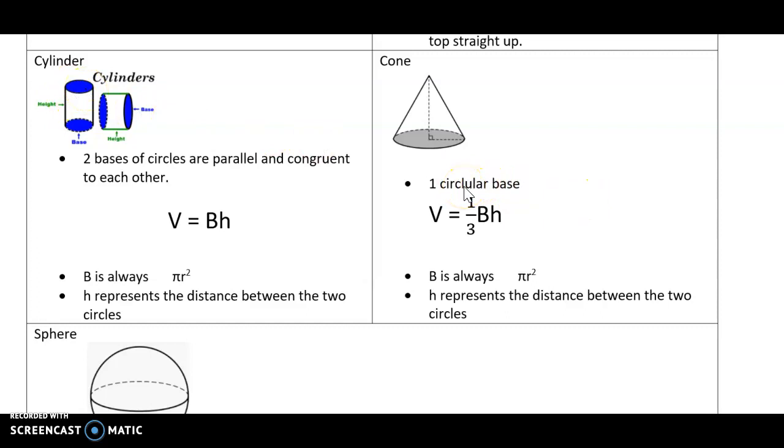For a cone, you have one circular base. V equals 1/3 big BH. B is always pi r squared. H represents the distance from the circle to the top. It is the perpendicular height. It is from the center of the circle to the top of the tip.